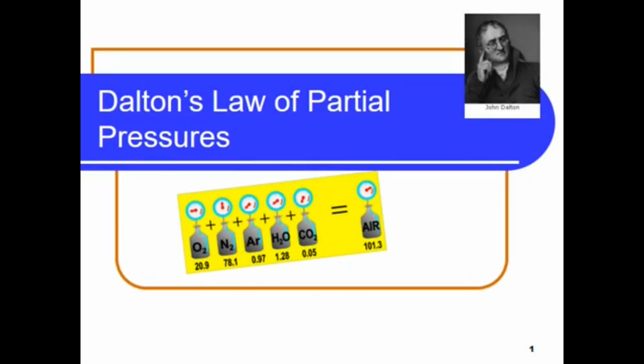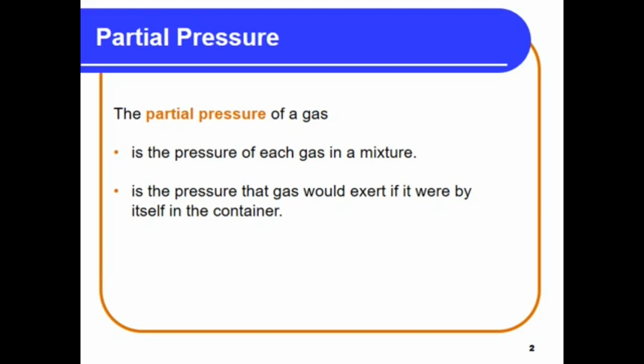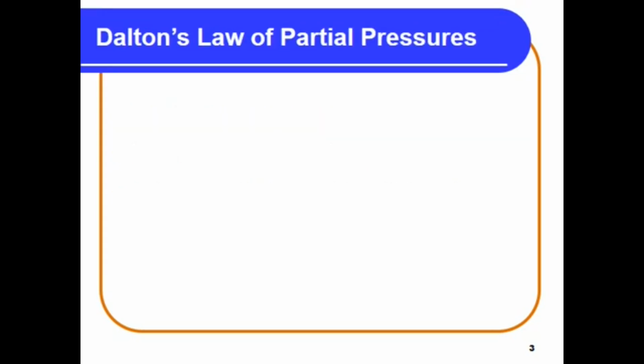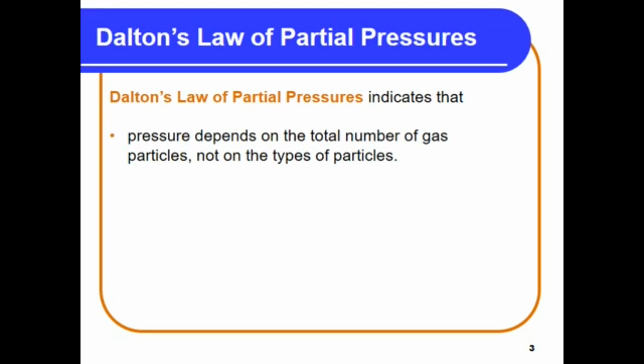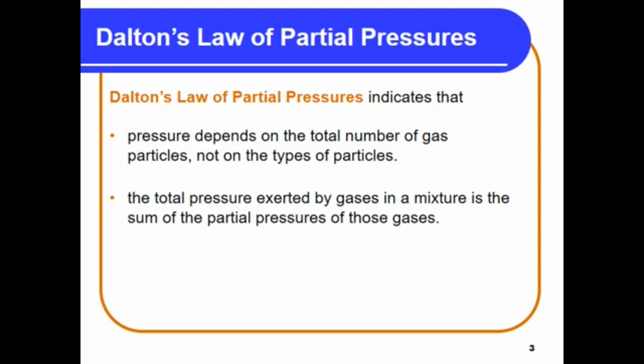In this video, we're going to look at Dalton's law of partial pressures. So we're talking about partial pressure. We're talking about the pressure exerted by a single gas when it's in a system of gases. So Dalton's law of partial pressures depends on the total number of gases, not necessarily the type of gas that is present. And when you've got a mixture of gases, the total pressure is going to be equal to the individual pressures of the gases added up.